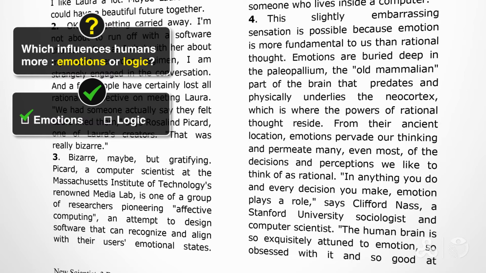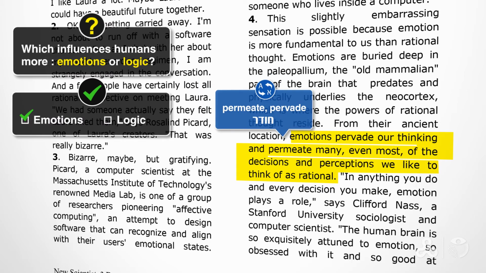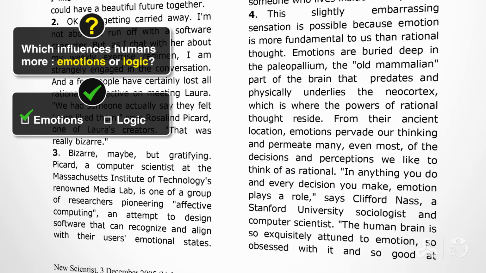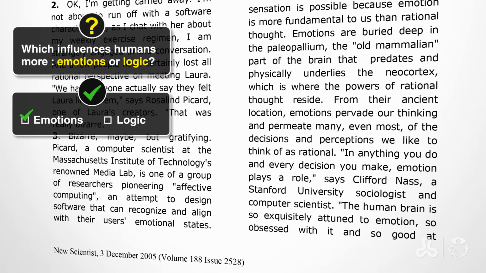Let's see. Emotions pervade our thinking and permeate many, even most, of the decisions and perceptions we like to think of as rational. כלומר, הרגשות חודרים לרבים מההחלטות והתפיסות שלנו. We would like to think we are rational, but I guess we're not. There's more in this paragraph that supports this idea.